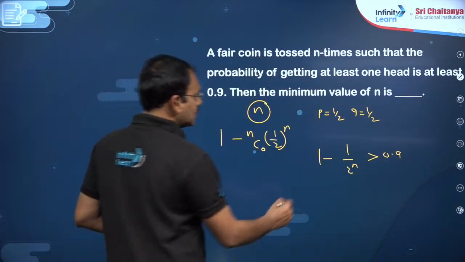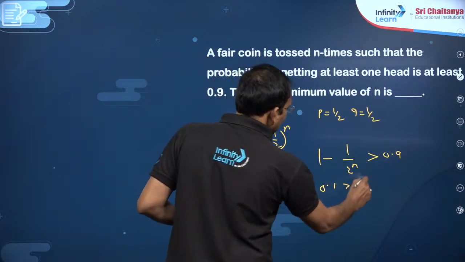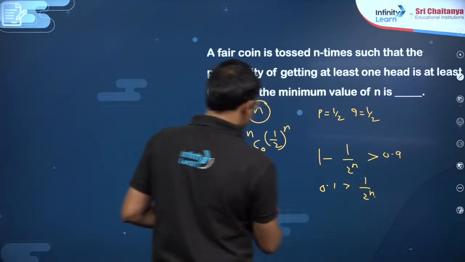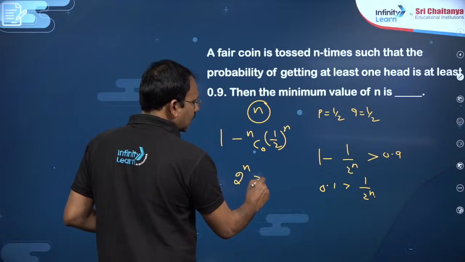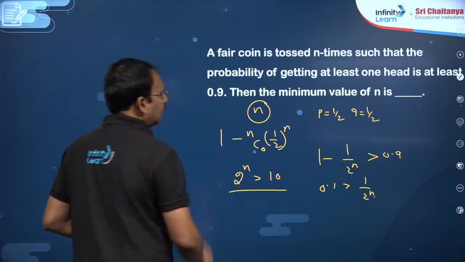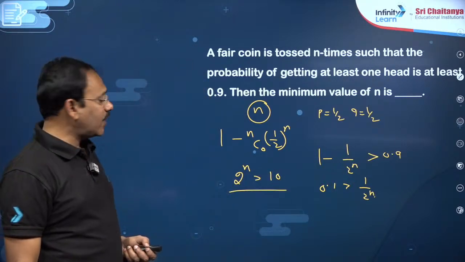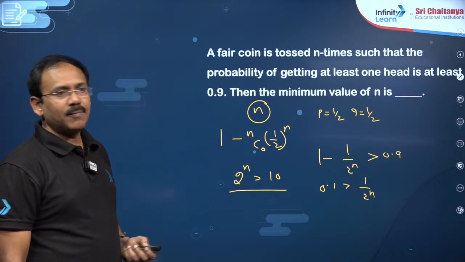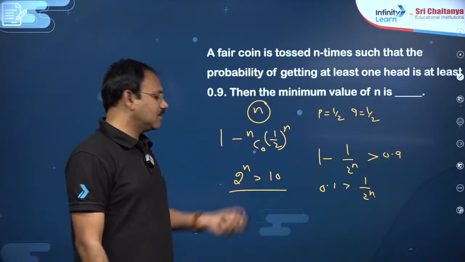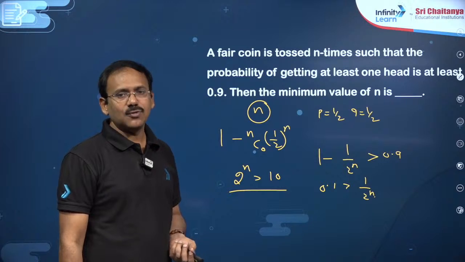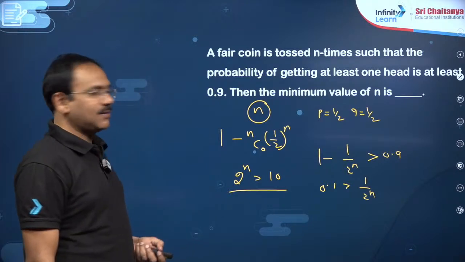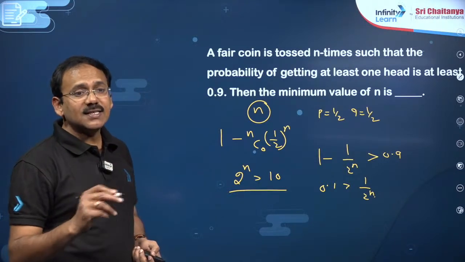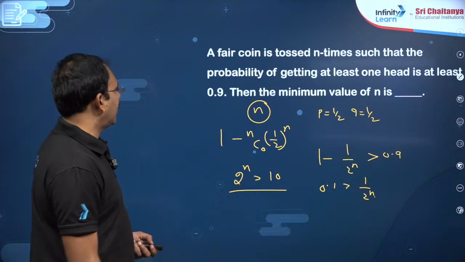That means 0.1 is greater than or equal to 1 by 2 power n. That is 2 power n is greater than or equal to 1 by 0.1, which is 10. Accordingly, 2 power n greater than 10 means n can be 4 minimum, because 1, 2, 3 will be just 2, 4, 8 only. So n must be more than 3, my dear friends. The understanding of sentence formation is important, my dear friends.